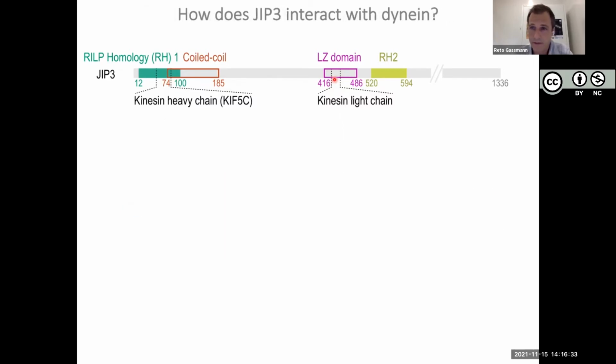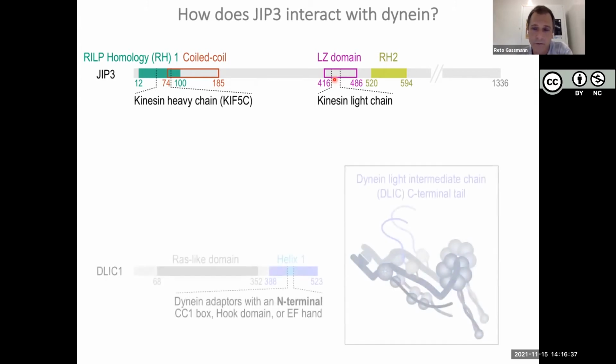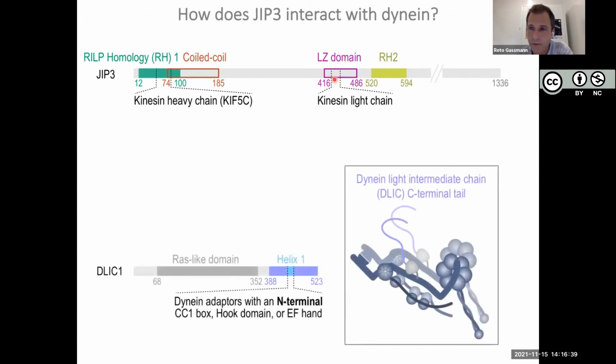By contrast, it wasn't really known how JIP3 interacts with dynein, but we knew that it involved one specific subunit of dynein called dynein light intermediate chain, which is diagrammed here. So dynein is a megadalton complex, and dynein light intermediate chain is one of the subunits. It consists of an N-terminal RAS-like domain, and then it has a flexible C-terminal tail.